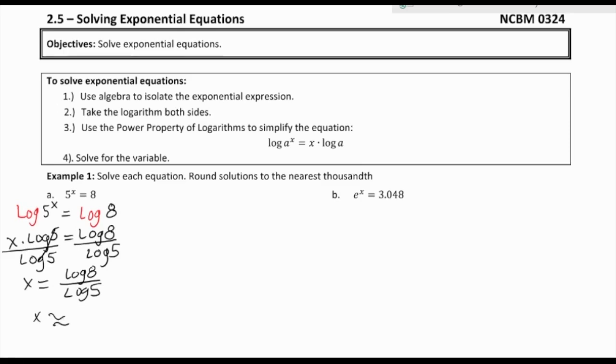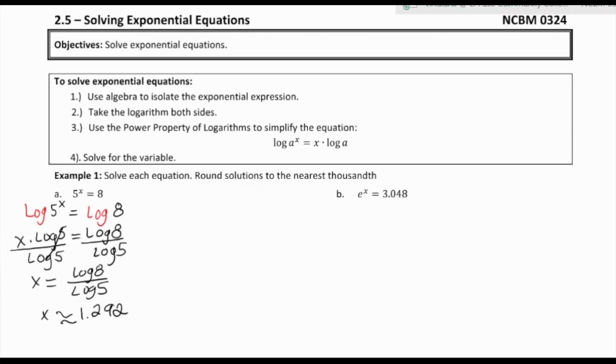Let's check that on the calculator. And that's going to give us 1.292. So this is my final answer. Let's take a look at example B. On example B, we have e to the x power equals 3.048.